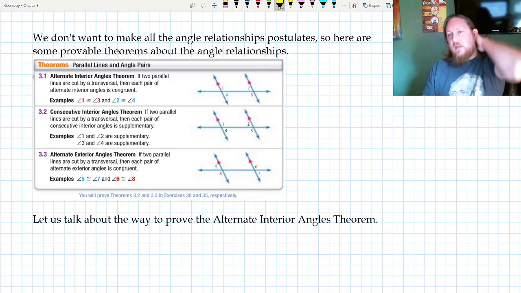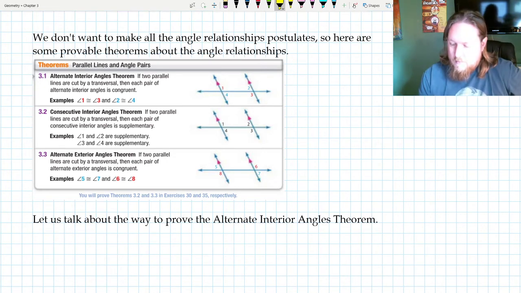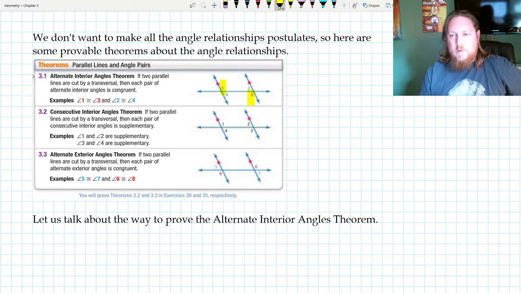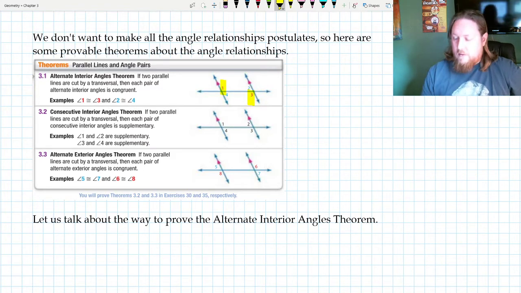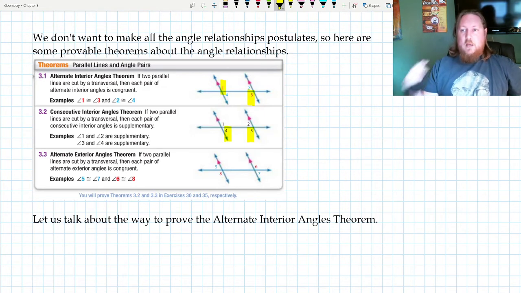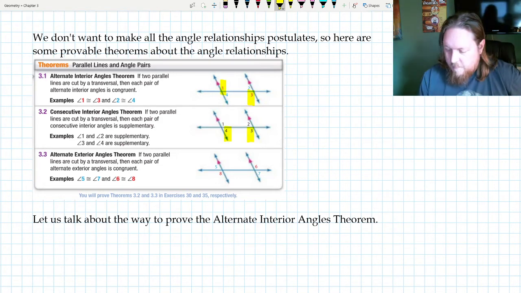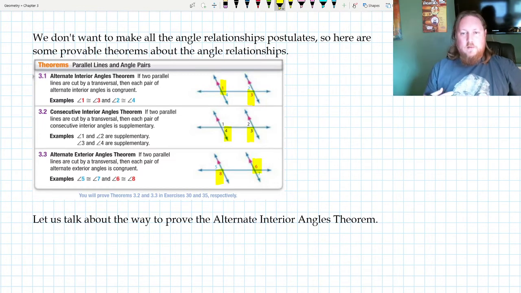The big thing here is alternate interior angles are congruent. So that would be like angle 1 and angle 3 in the image. They are congruent to each other. Consecutive interior angles are supplementary. So angle 4 and angle 3 have to add up to be 180. Up next, we have alternate exterior angles, and that's the one I mentioned before. That's like angle 8 and angle 6. Those two angles are always congruent to each other.